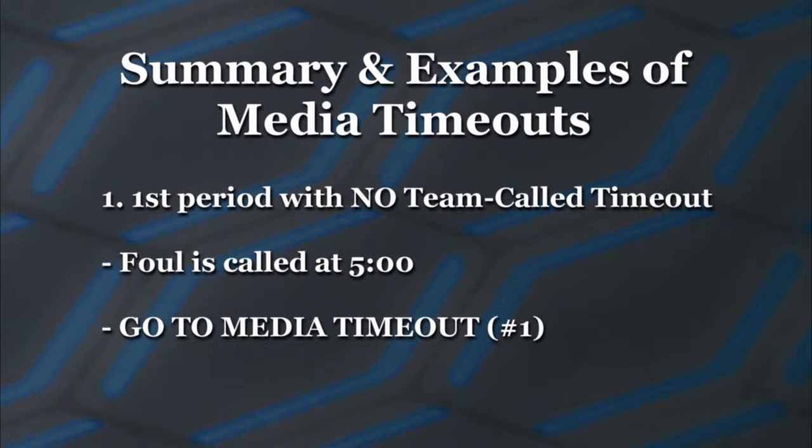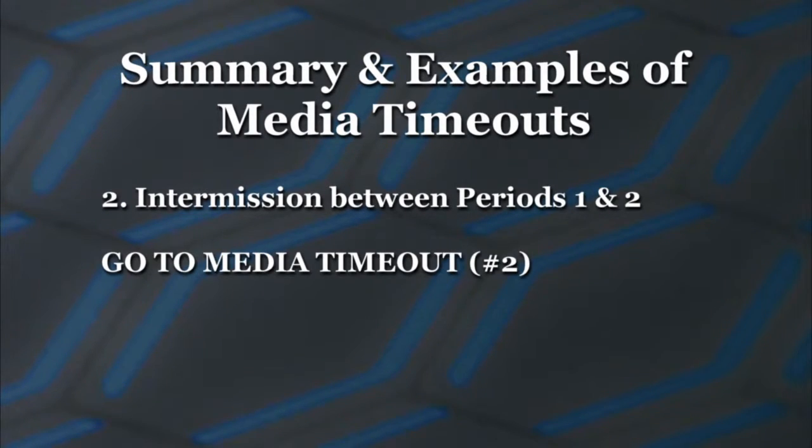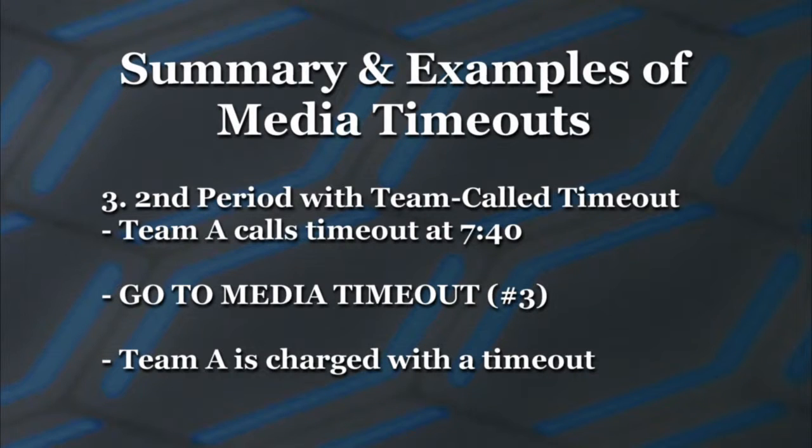First period, no team calls a timeout. A foul is called at the 5-minute mark of the period. We would then take our first media timeout. The intermission between periods 1 and 2 will be the second media timeout. Now we're in the second period. Team A calls a timeout at the 7:40 mark of the period. We would go to media timeout and charge Team A with a timeout.